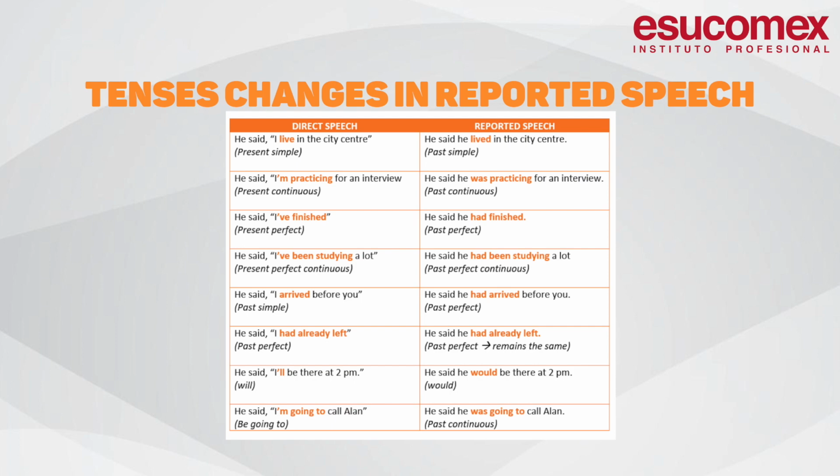When we report sentences with will, we change them to would. The sentence, "He said, 'I'll be there at 2 p.m.,'" is reported as, he said he would be there at 2 p.m. The structure be going to is reported in past continuous. Look how the sentence, "He said, 'I'm going to call Alan,'" changes to, he said he was going to call Alan.